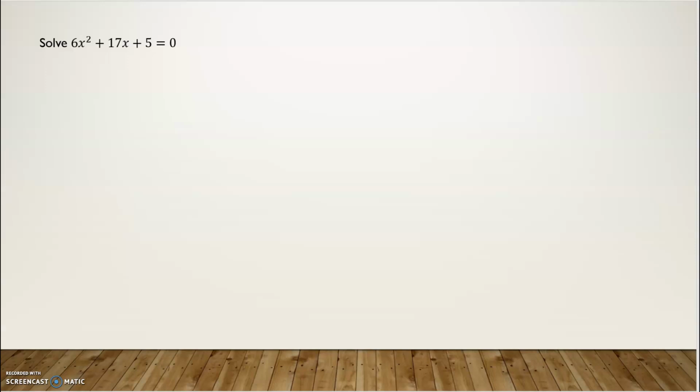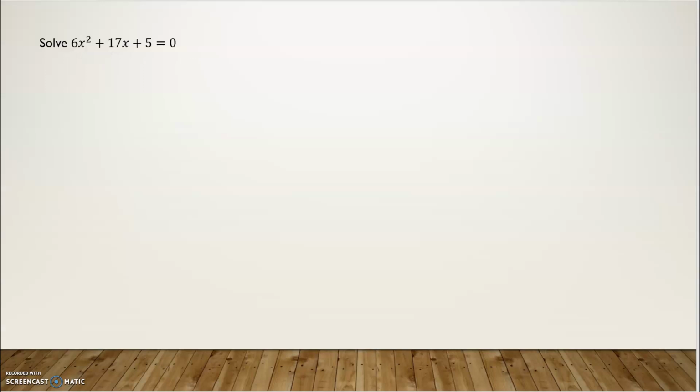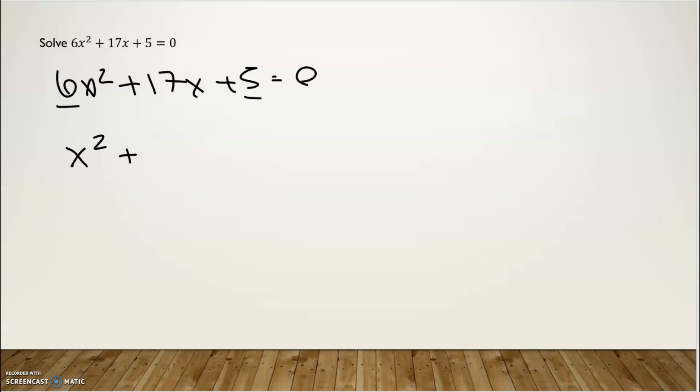All right, this is section 2.5, part 2. We're going to continue factoring. Notice here we have a leading coefficient of 6, and this equation is already in standard form. First off, I'm going to rewrite it down here. Then I'm going to take the leading coefficient and this constant and multiply them together, and rewrite this as x squared plus 17x plus 30 is equal to 0.